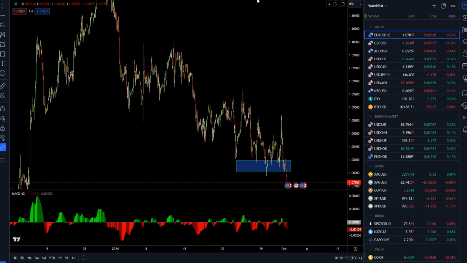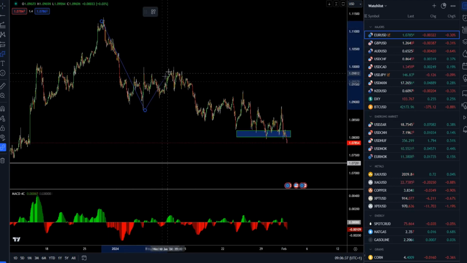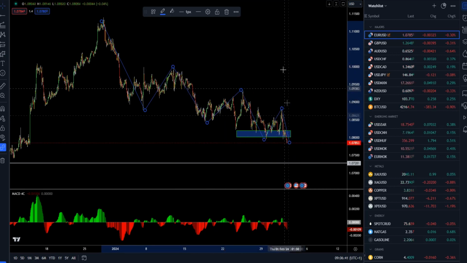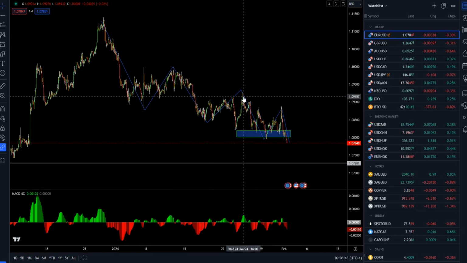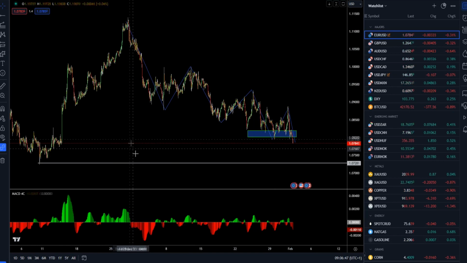We have the series of the lower highs and lower lows in the background. I can see here that market is building lower highs and lower lows, which is a clear sign of the downside trend pretty much from the beginning of this year.